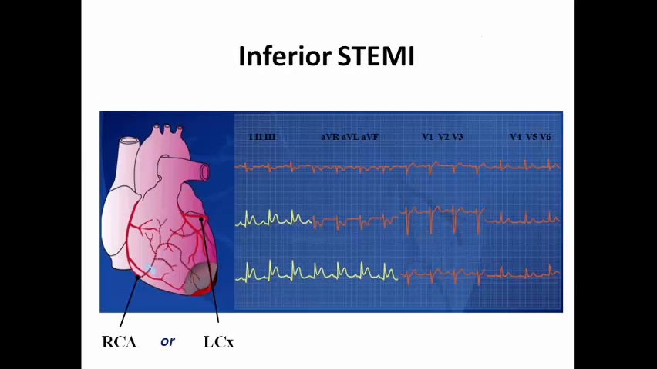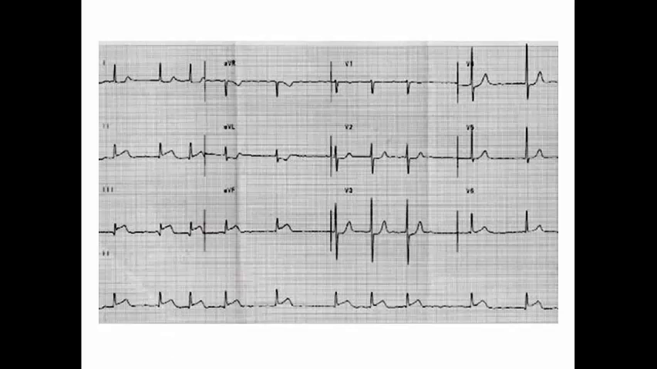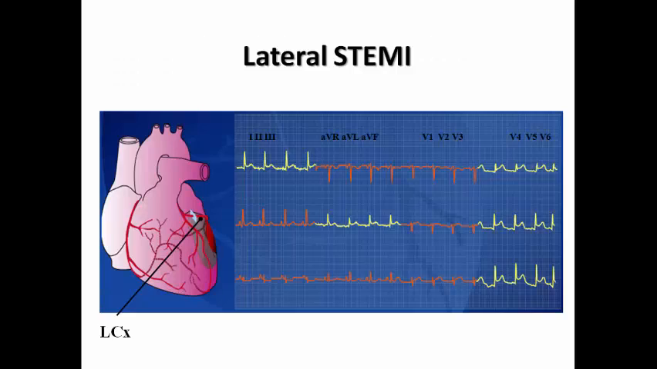This pattern here occurs when there is an occlusion of the RCA, or sometimes the LCX. Here we can see the ST elevation occurring in leads 2, 3, and aVF, so we can call it inferior STEMI, because it's opposing the inferior wall. So for example, here we can see the ST elevation in 2, 3, and aVF, and so we can call it inferior STEMI.